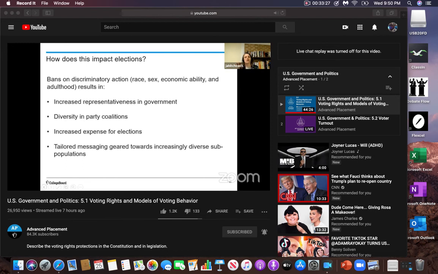The final thing here is that it's going to give us the opportunity to start to have tailored messaging that's geared towards these diverse subpopulations, which means that depending on who we're talking to, the message that's being given might take a different slice from our platform, might take a different trend in terms of how our story is formed, and so on and so forth.